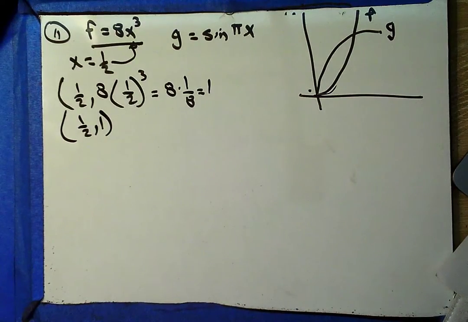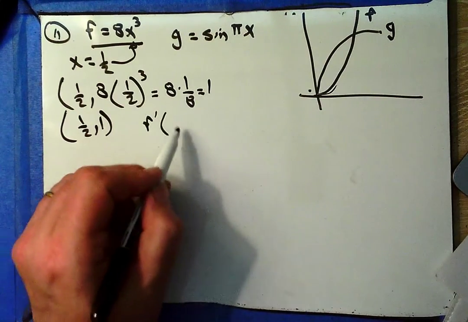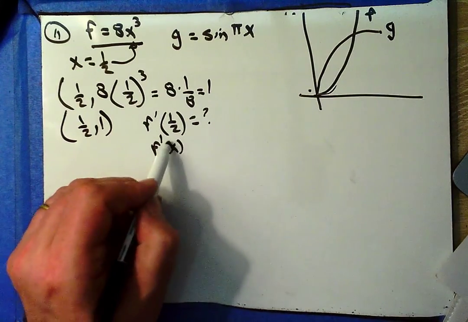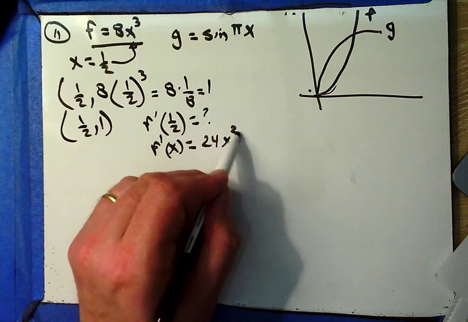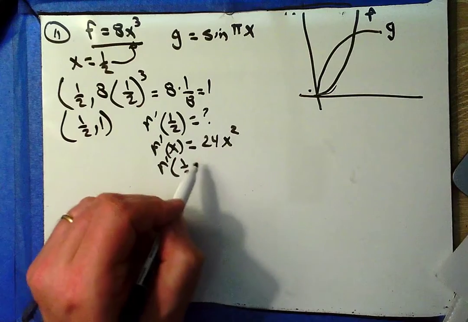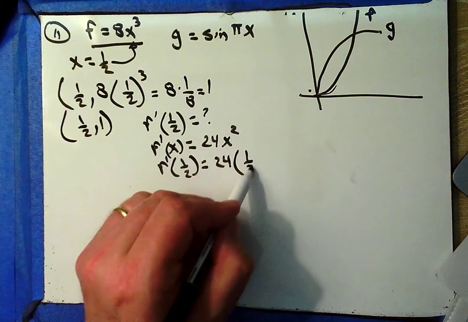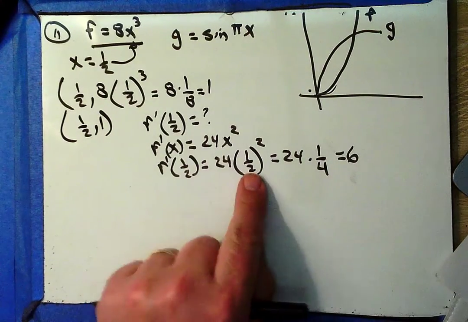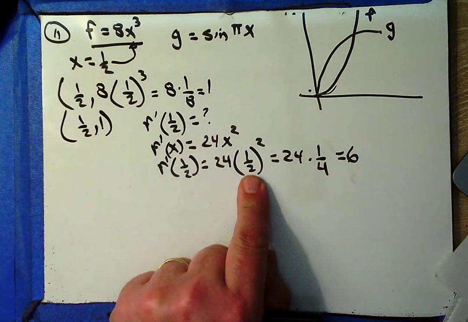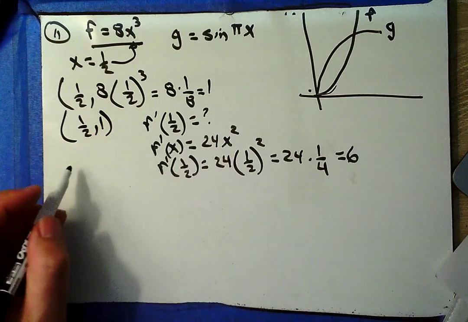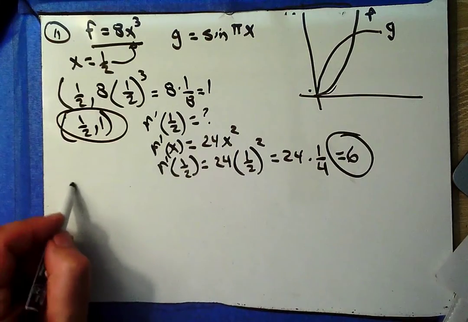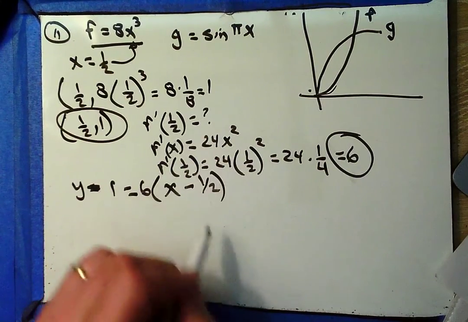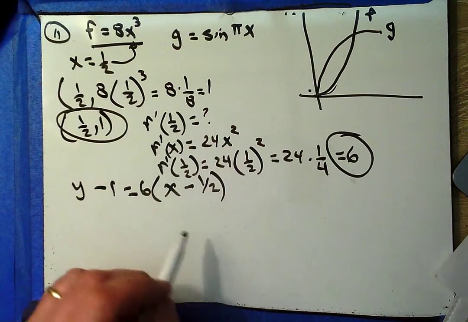But I also need a slope at that point. So I need f prime at 1/2. Well, I know f prime of x will be 24x squared. And so f prime of 1/2 will be 24 times 1/2 squared, or 24 times 1/4, or 6. 1/2 squared is not 1, it's 1/2 times 1/2, which is 1/4. So I've got a slope, I've got a point, I can write y minus 1 equals 6 times x minus 1/2, which is probably what I would write and stop just there.